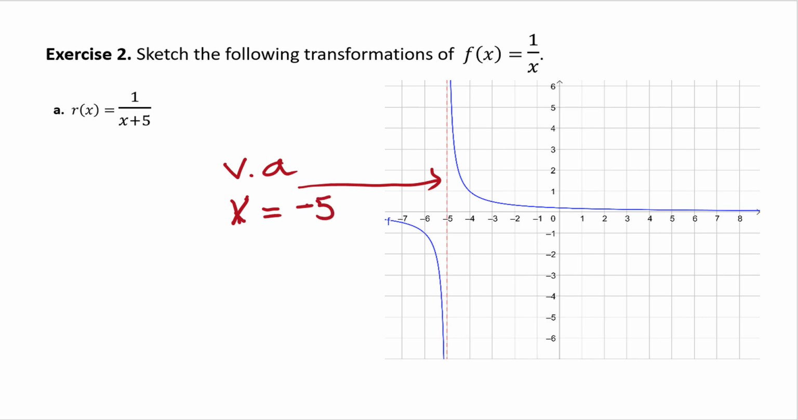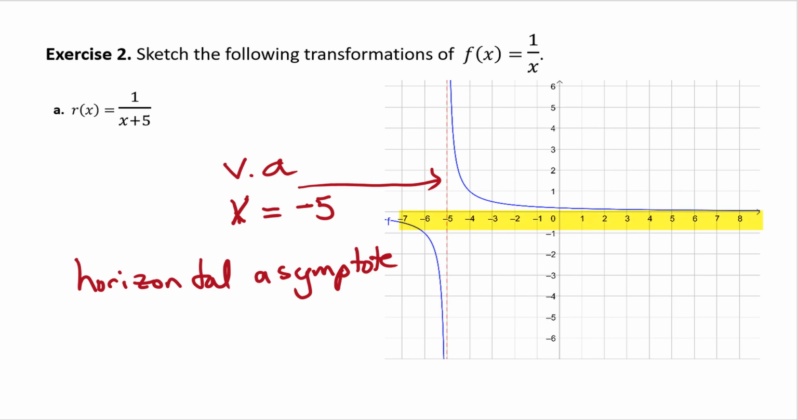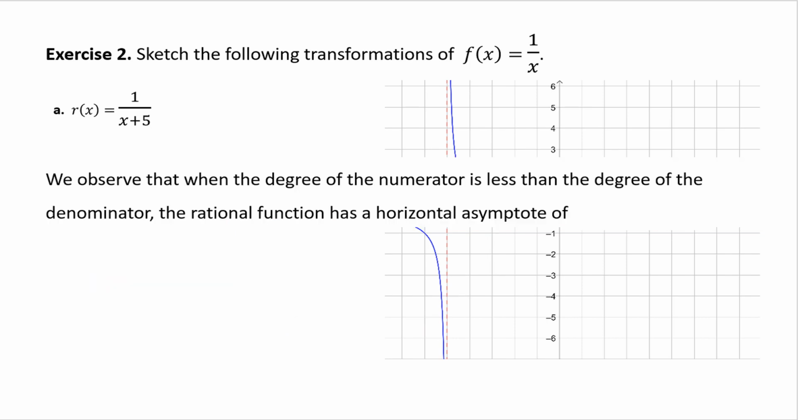Now, along with the vertical asymptote, we are concerned with a horizontal asymptote. And this graph shows there is a horizontal asymptote, though we did not bother to get it. And that horizontal asymptote is the x-axis, or the equation y equals 0. We know that when the degree of the numerator is less than the degree of the denominator, the rational function has a horizontal asymptote of y equals 0.